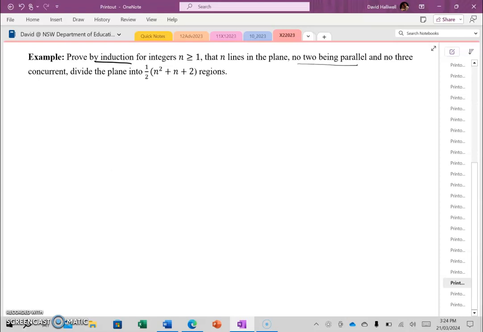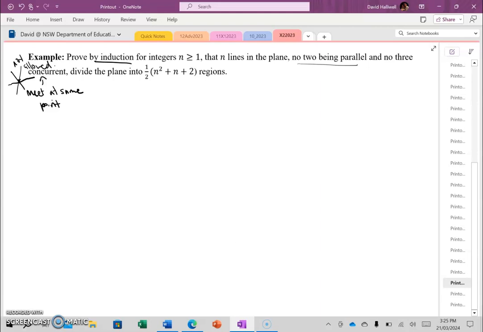No 2 of the lines are parallel, and no 3 being concurrent means that no 3 meet at the same point. If you're concurrent, you meet at the same point. So that means we're not going to have a situation where I see 3 lines all intersecting at the same point. That's not allowed. Alright, I think now we know what we're after.